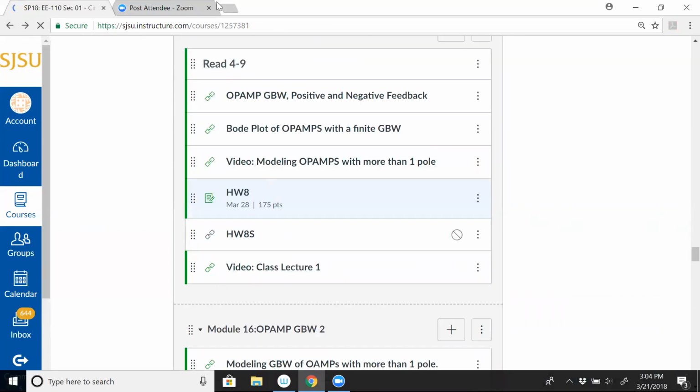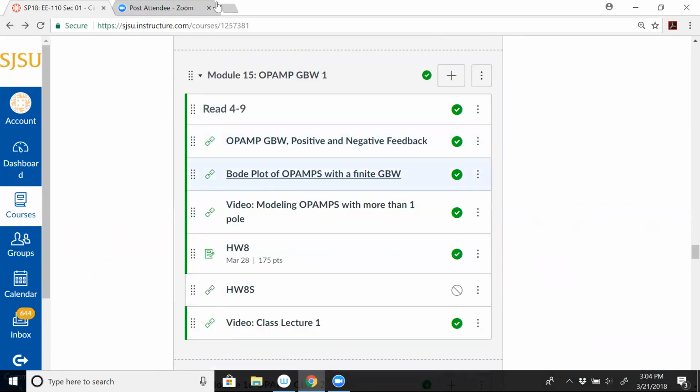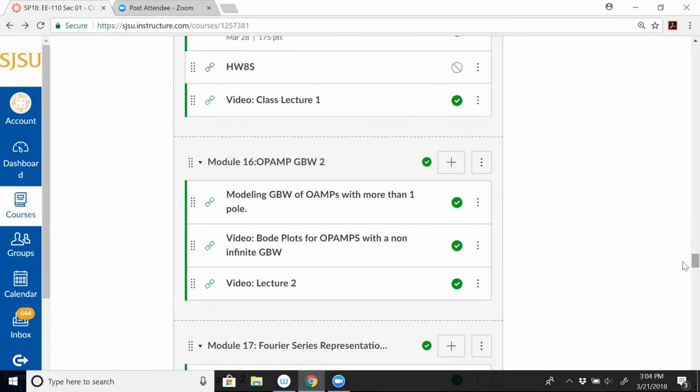And then there was the class lecture where we kind of went over that, right? That's just the video from. Then there's modeling the gain bandwidth of op amps with more than one pole, and also buried in there is whether an op amp will be over, under, or critically damped. So that's like it's either problems 4, 5, and 6 or 3, 5, and 4. But the last 3 problems on the homework.